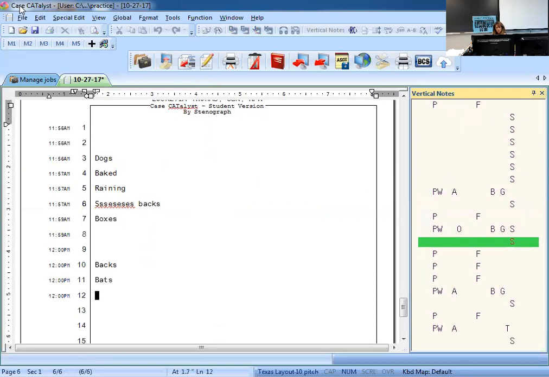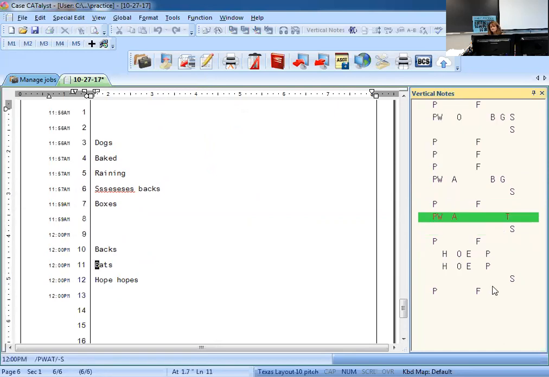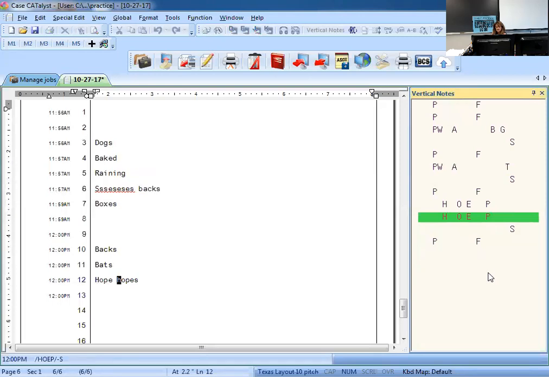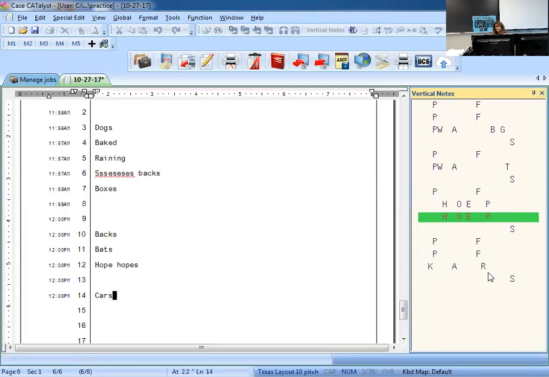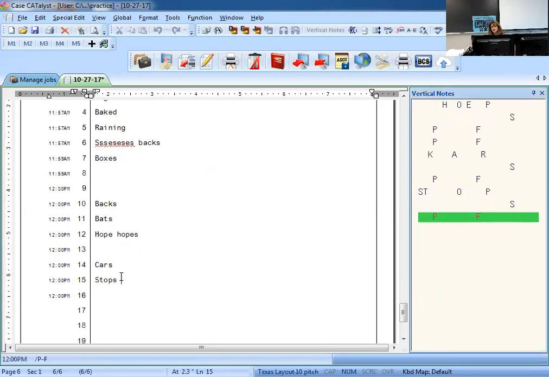The root word is hope. She hopes to be there. Hope, come back final S. Okay? We've got car is the root word. Car, come back final S. Okay? We've got stop is the root word, and then the inflected ending with the S is stops. The inflected ending is S for stops.